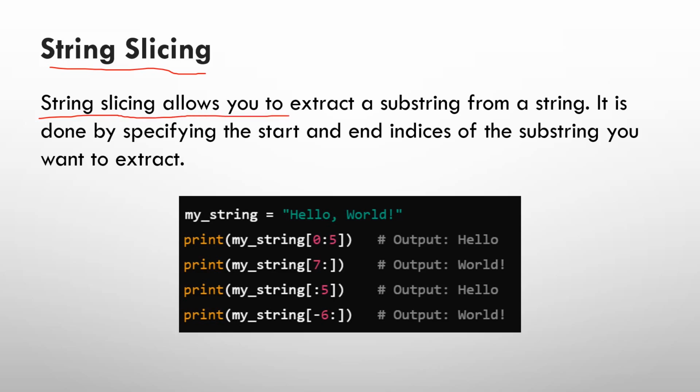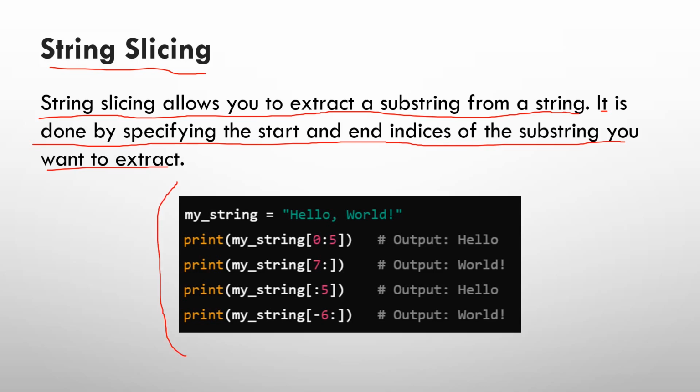String slicing allows you to extract a substring from a string. It is done by specifying the start and end indices of the substring you want to extract. So here we have an example. If our string is hello world, we can slice it by specifying the start and end indices. We should note that if we have a digit, for example 5 here, it's only going to take the end till 4. Like, if this is 0, 1, 2, 3, 4, it's going to print till the 4th character only, as you can see here. So this digit is excluded.